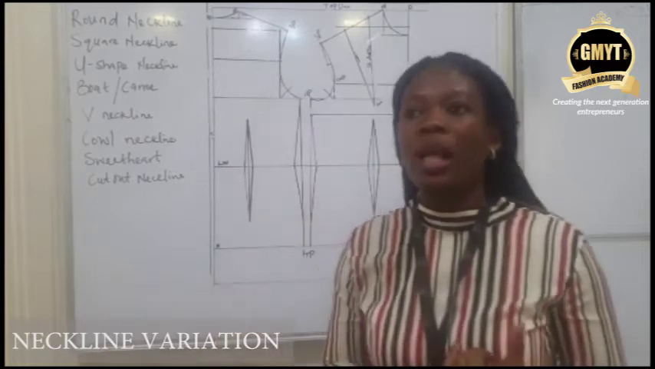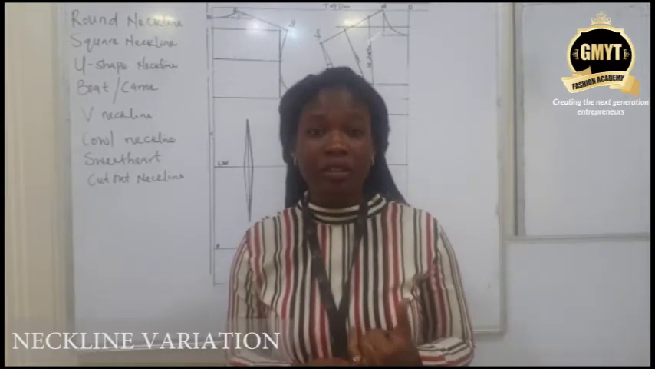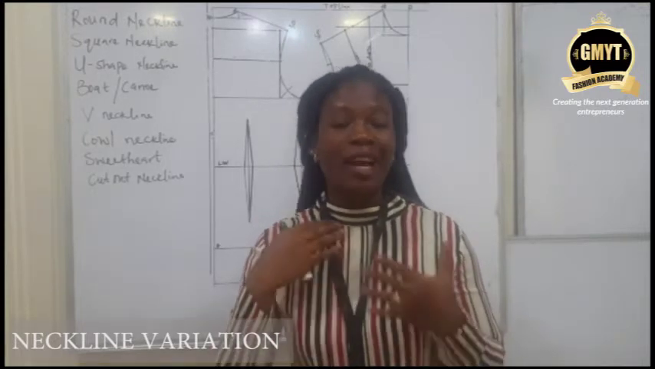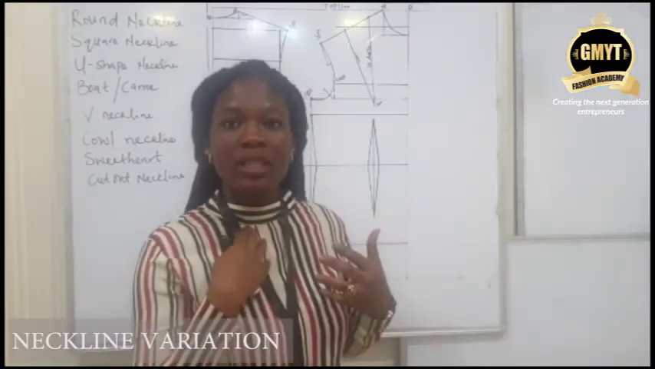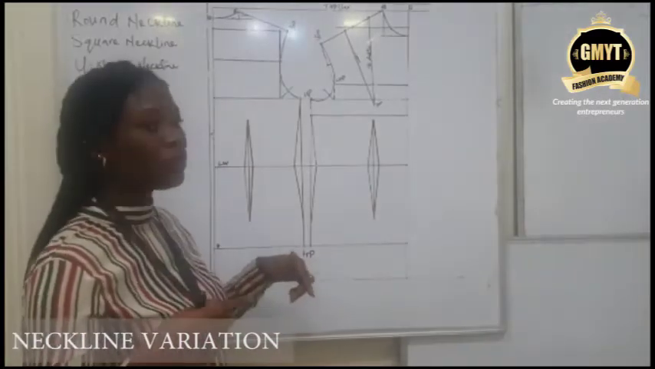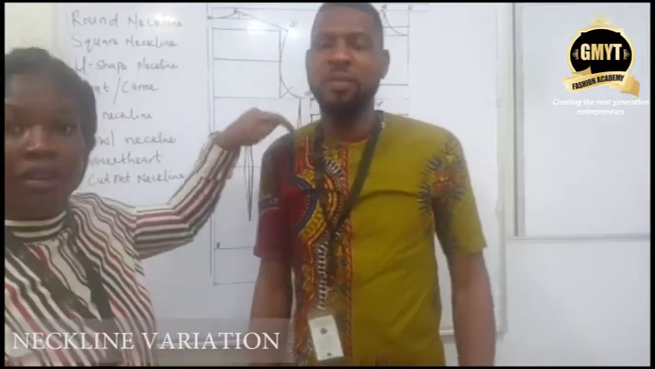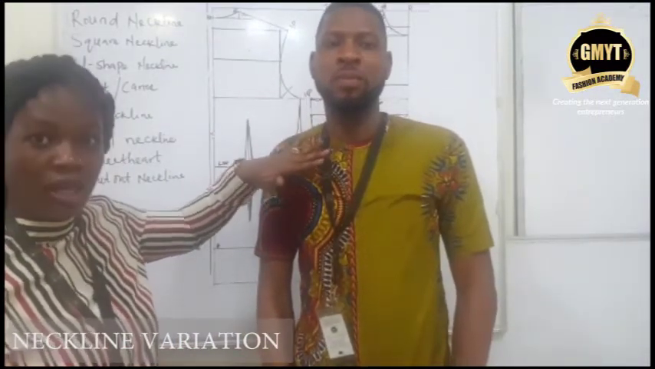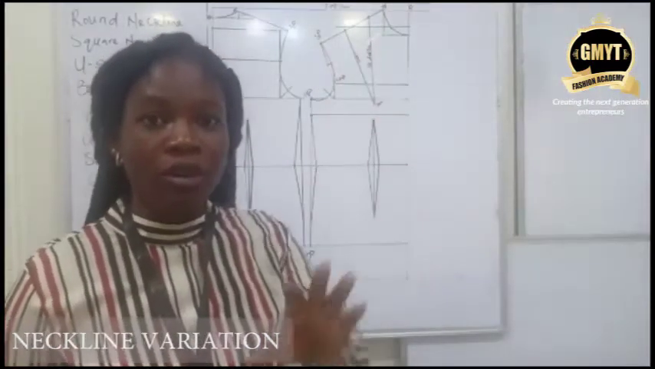Now the jewel neckline and the crew neckline are the ones that come with your basic pattern. They are always high round necks. Mr. Dedon, please come, let me use your dress as an example. This is a crew neckline because it's high and it's the basic neckline. So that's an example of a crew neckline.